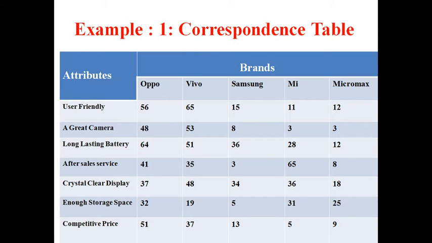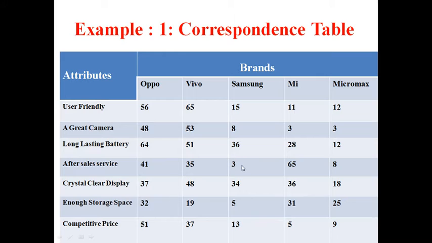Now you can see here, this is the frequency table we have got from the questionnaire data we have collected. You can see here Oppo, Vivo, Samsung, MI, Micromax. These are different brands of smartphones, and these are the attributes, from user friendly till competitive price. User friendly for Oppo is 56, which means 56 people said that Oppo has the user friendly attribute. Similarly 48 said great camera.